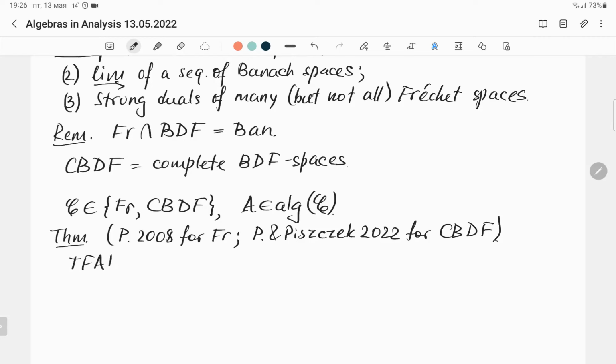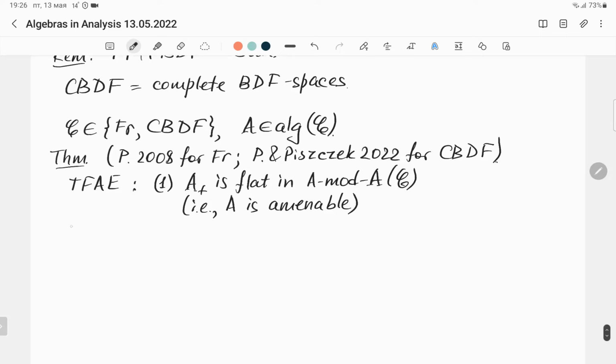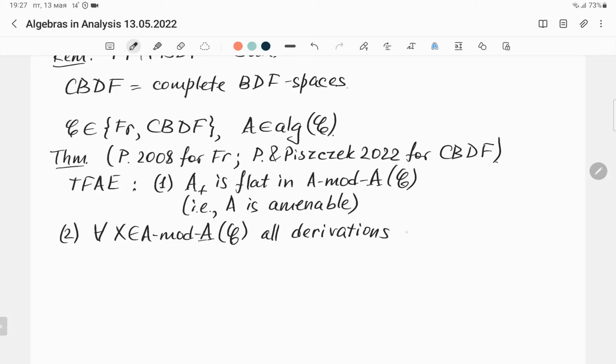The following two conditions are equivalent. Condition 1, the unitization of our algebra is flat in the respective category of bimodules, which means that A is amenable in the sense of our definition. And the second property is that A is amenable in the spirit of Johnson. That is, for each topological bimodule X in our category, all continuous derivations from A to the dual bimodule X star are inner.